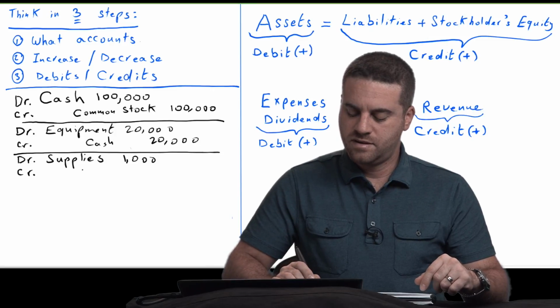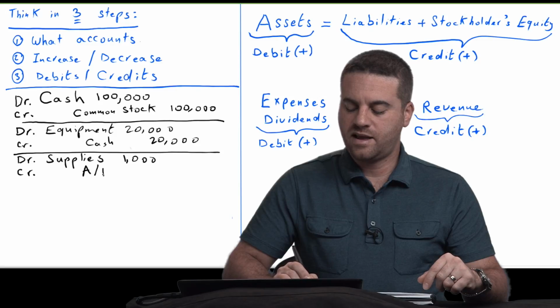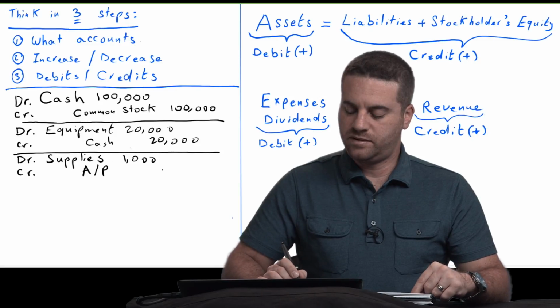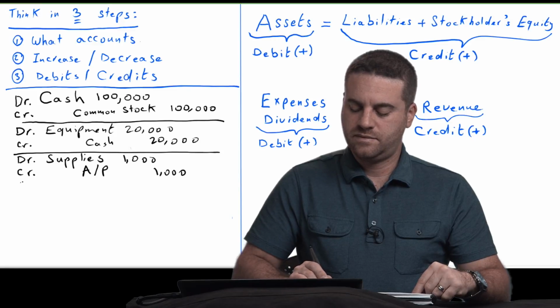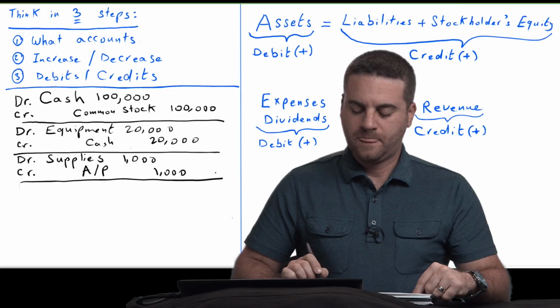So accounts payable. Remember, when we write down A/P, it means accounts payable. $1,000. Okay. One more.